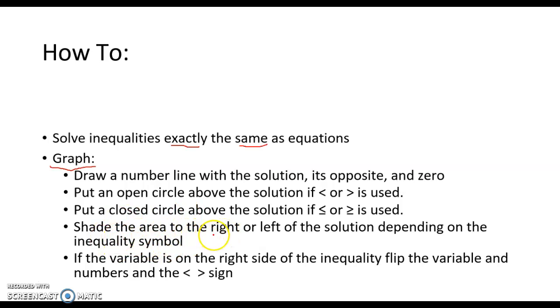We will then shade the area to the right or left of the solution depending on the inequality symbol. And there's one unique thing that's going to happen on our very first example, that if the variable is on the right side, we will need to flip the inequality around so the variable is on the left, and it will flip the way the inequality is facing. I'll demonstrate this on the first example.